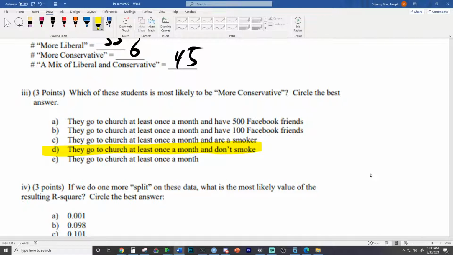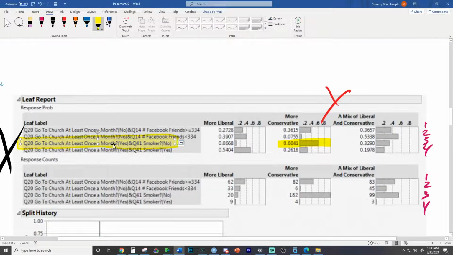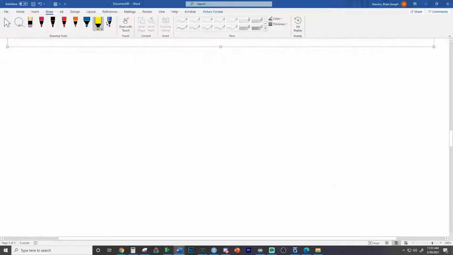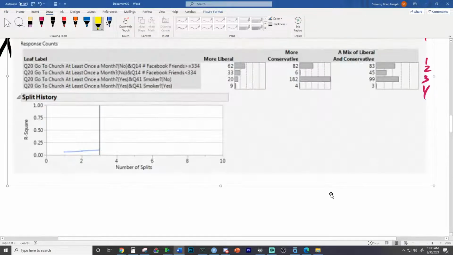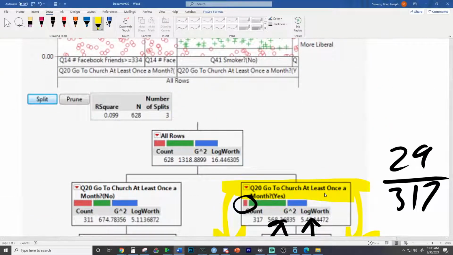So does that make sense right there? They go to church at least once a month, and they do not smoke, which goes along with the X variables we've highlighted right here for the characteristics of the people most likely to be more conservative. For the last one, we need to look at the R-squared. The R-squared for this tree is the percent of variation in Y explained by the variation in X.